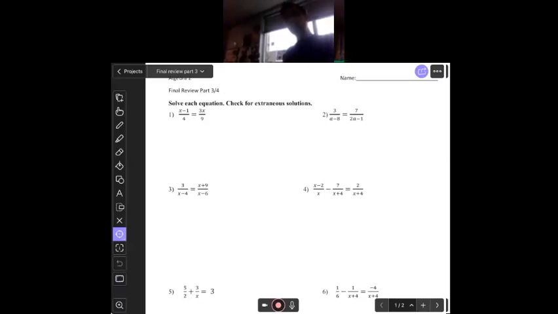So with these rational equations, there were two main types of problems that we did. There are the ones like 1, 2, and 3, where it's just a cross multiplication problem, and then there are problems like 4 and so on, where you need to use the LCD to help you move along. We do need to check for those extraneous solutions.